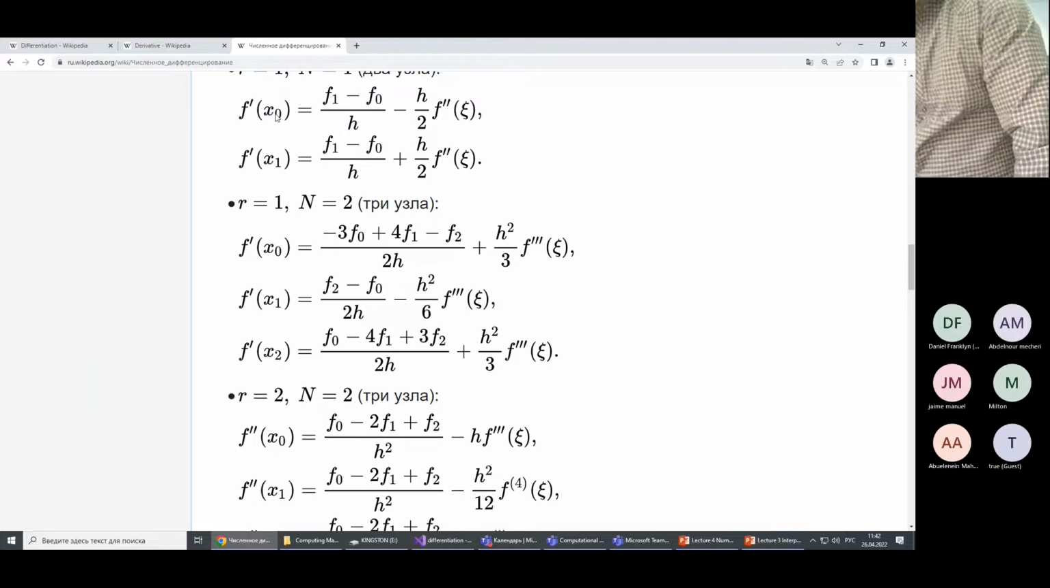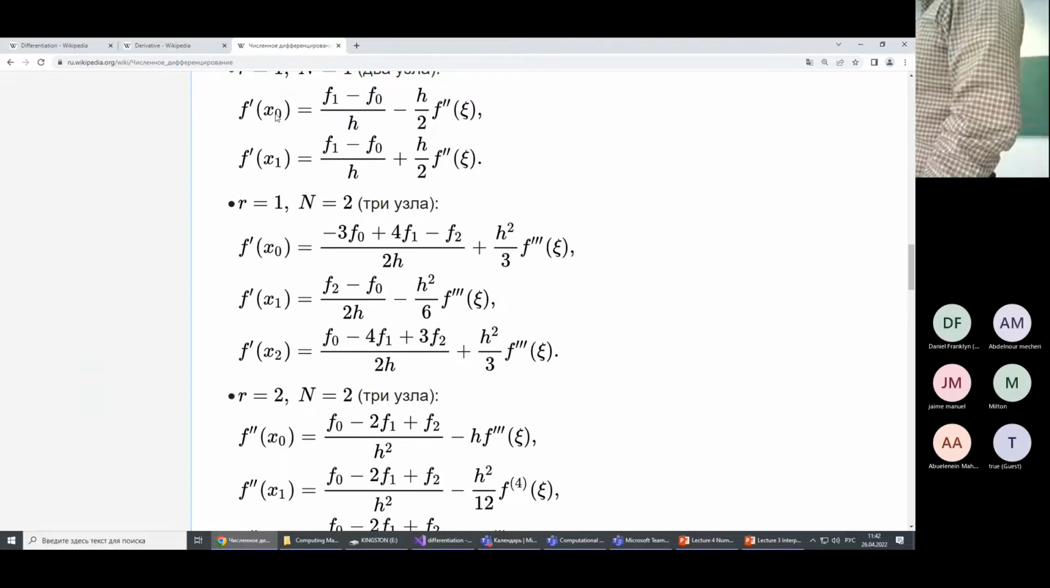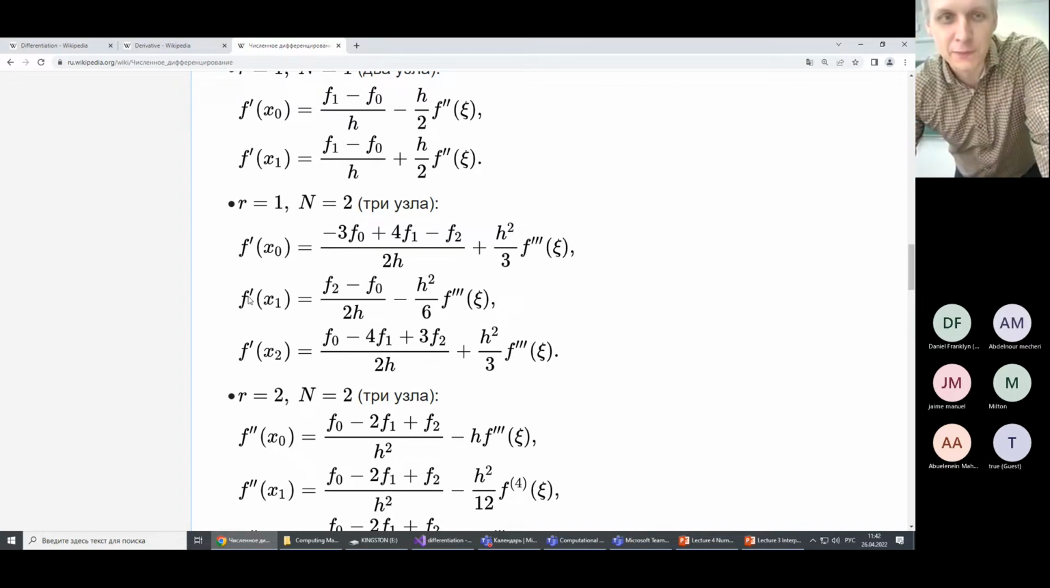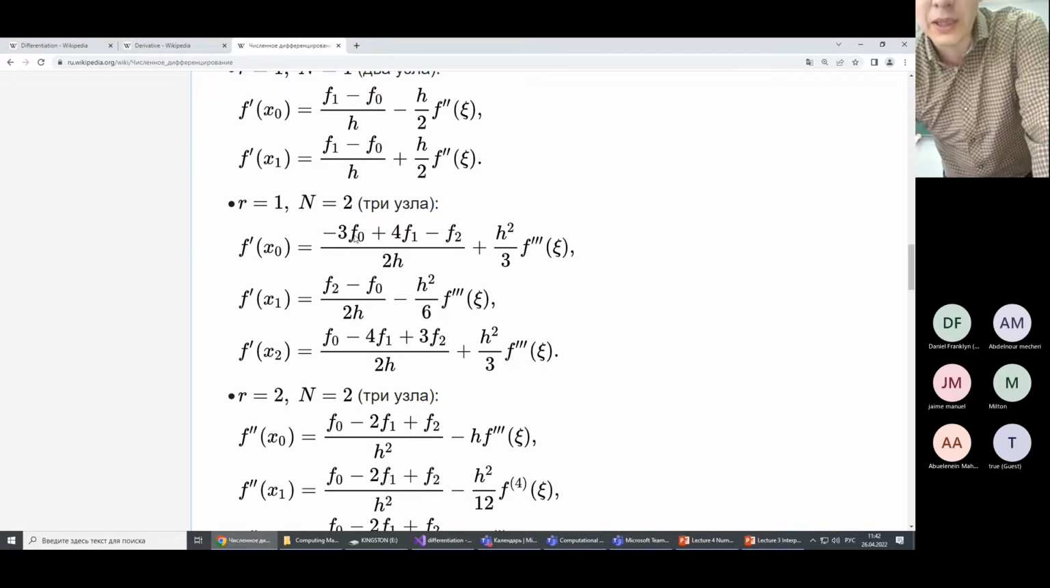We find the formula for the first derivative, f of x1 minus f of 0 over h. Then the next case, the formula for 3 points. And f prime of x1 equals f2 minus f0 over 2h. We already get it. The case that I ask you to do is f prime of x0. And we have minus 3 f0 plus 4 f1 minus f2 over 2h.